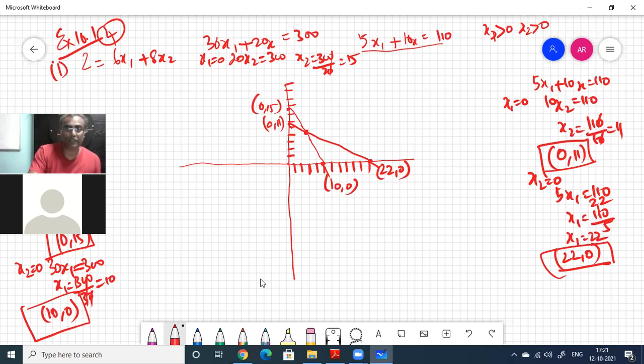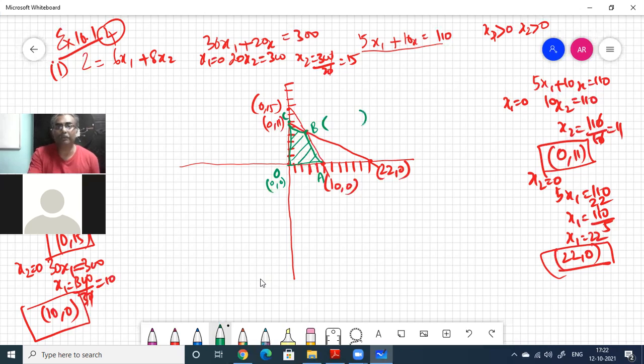Now it's telling maximize. So maximize means you have to take this area. Okay. What is this point? This point is 0, 0. This point A, 10, 0. This point B, which you have to now find out. This point is C, 0, 11. Okay. So you got 4 points. The maximum of those 4 points will give you the answer.